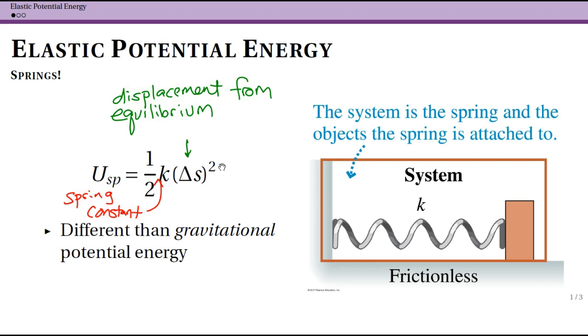Note that we are then squaring it. What that means is that spring potential energy is always going to be positive, that even if your delta s is negative, once you square it, that becomes a positive value. So please be careful about that. If your spring is sitting at the equilibrium length, that means that delta s is 0 and you have no stored energy in that system.